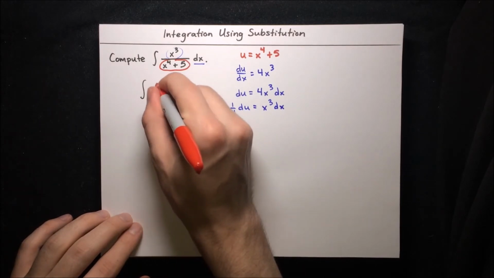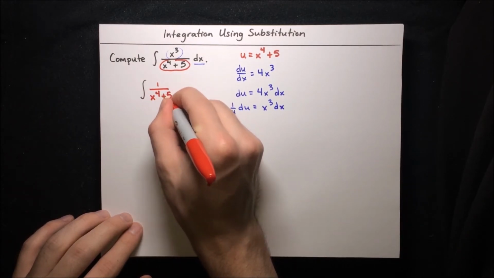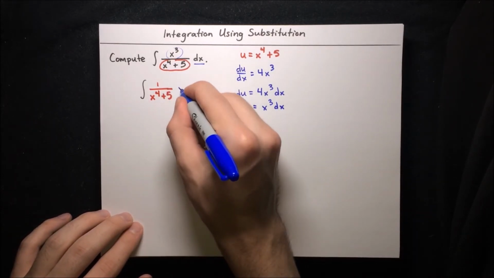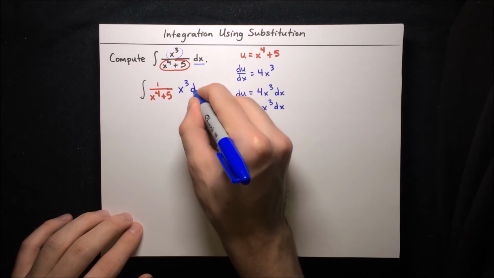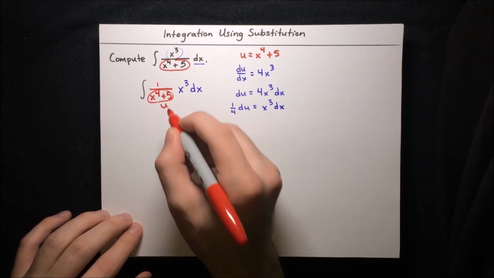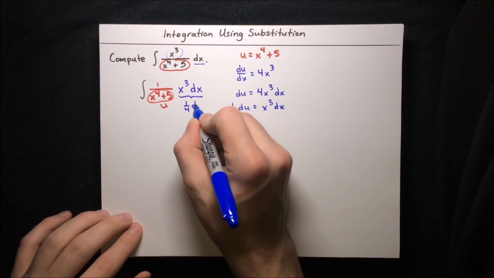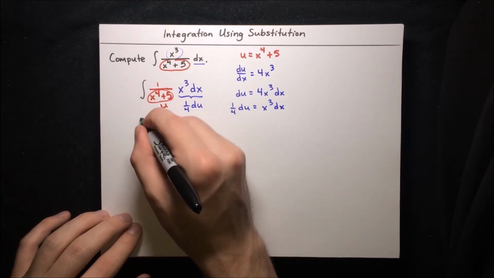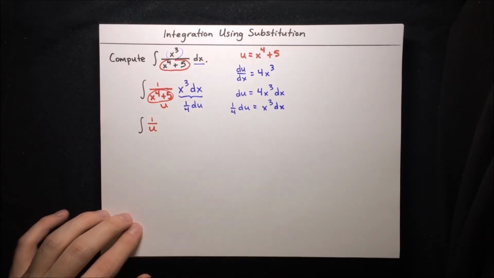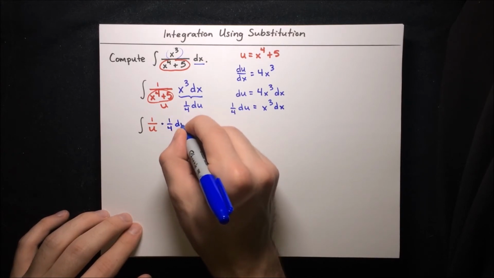So let's write this again very explicitly. We have this fraction 1 over x to the fourth plus 5, that's just the denominator part, and then the numerator was x cubed, and then we've got our dx. This part here is going to be u, and this part here is 1/4 du. So the integral becomes 1 over u times 1/4 du.